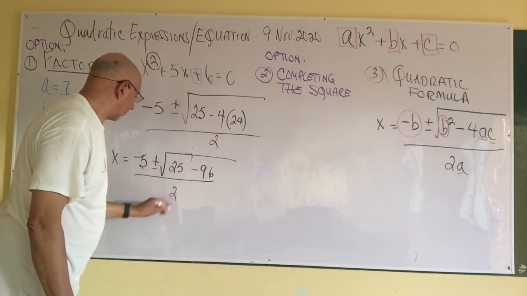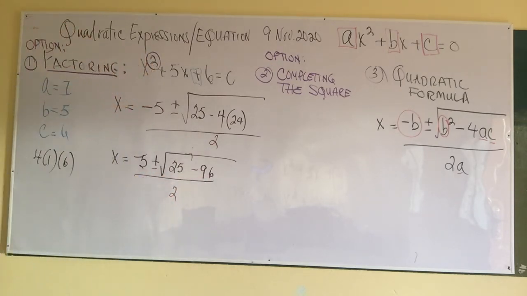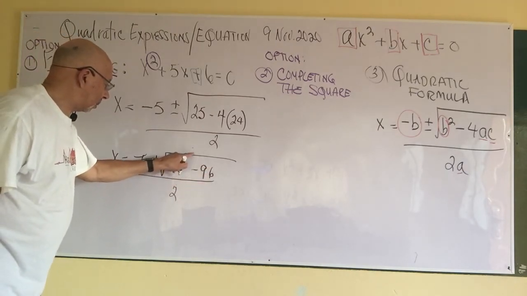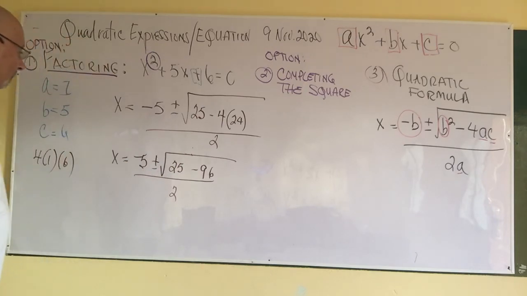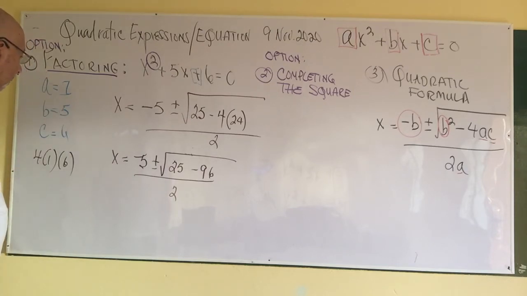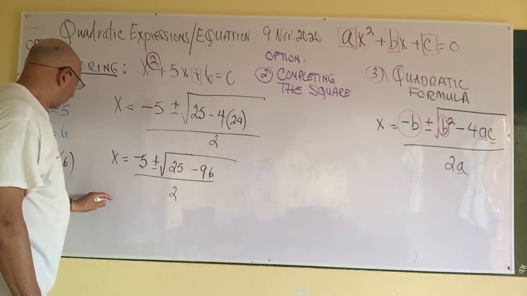So we got 2. So now we have a little problem because inside my radical sign, I'm going to have a negative number. So we can't get a square root of a negative number because it's not a real number. So let's see what we do here. We'll just see how this develops.